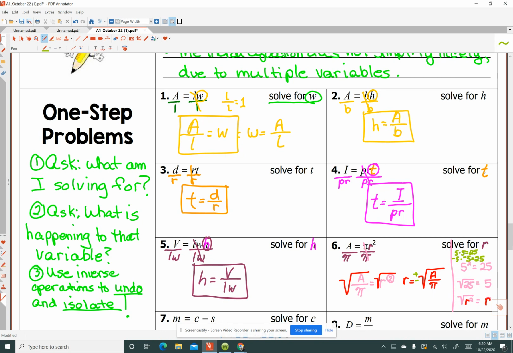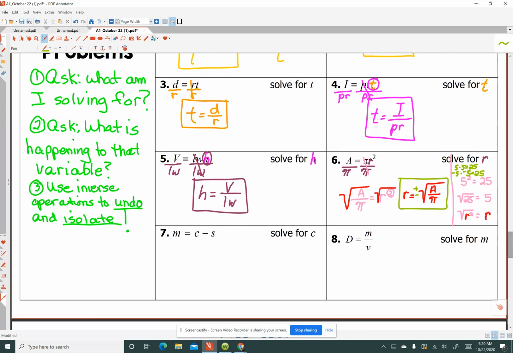Now, I'm not going to explore that a lot right now. That's not the topic of this lesson, but I did just want to show you enough of that so that you could solve these equations. So here's our final answer. R equals, and the plus or minus is very important, plus or minus the square root of a divided by pi.